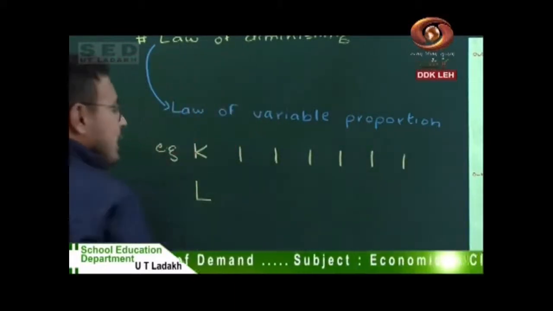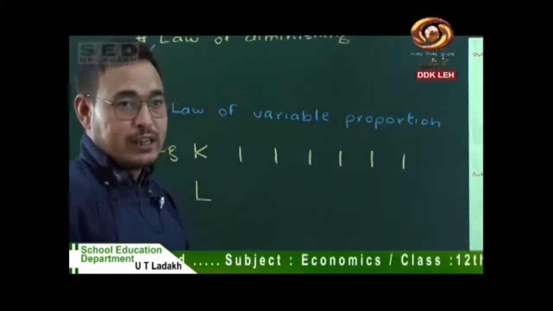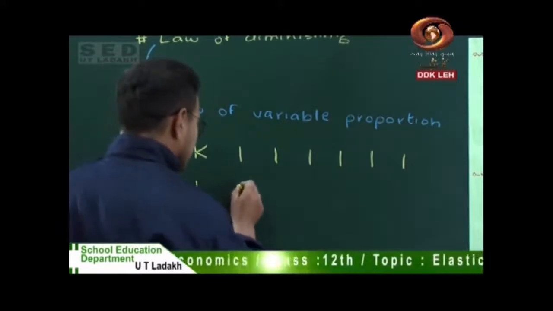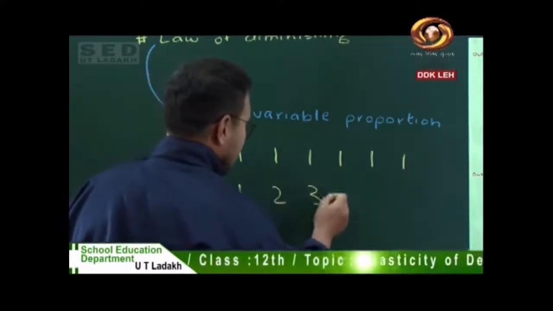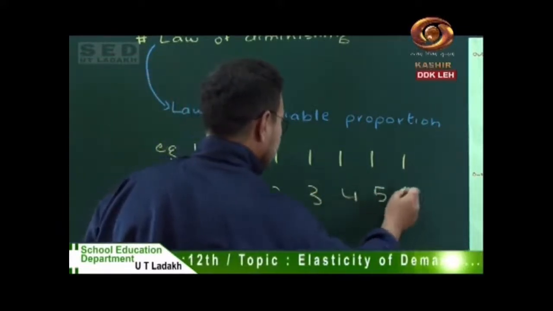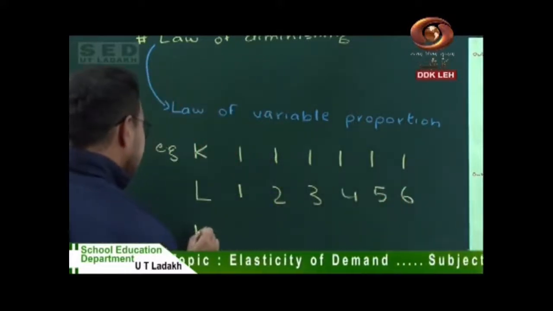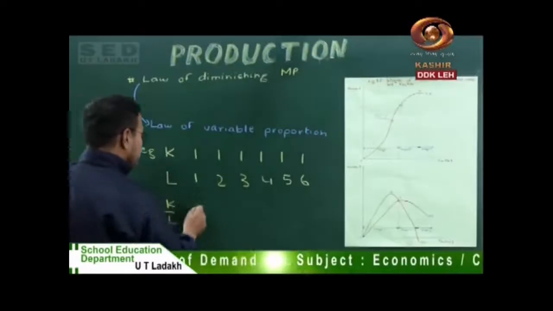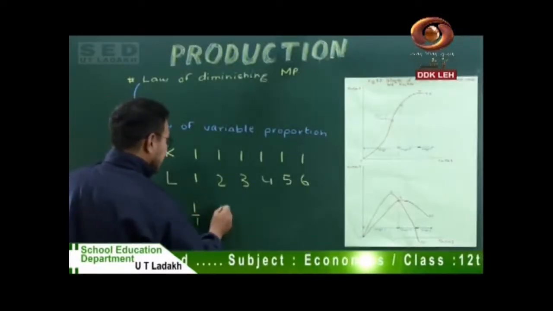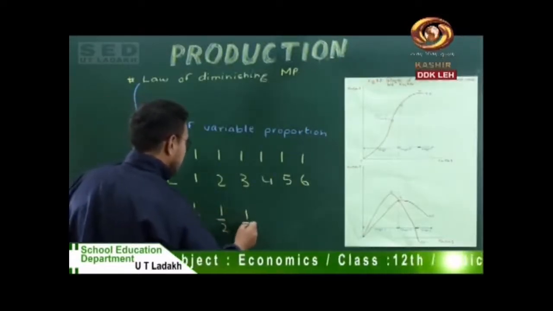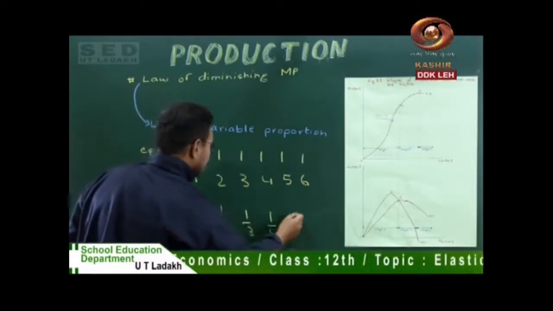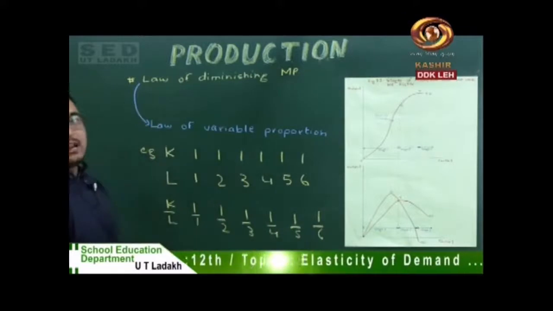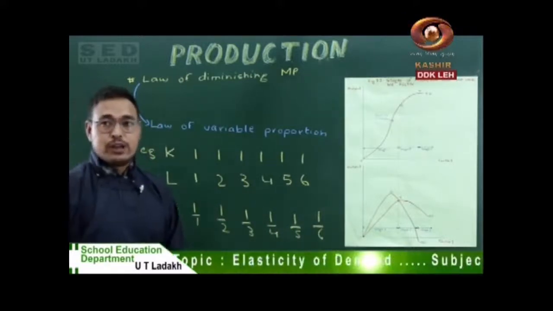And the second is your L. L stands for your variable factor, which in this case is labor. So you are increasing the size of labor. Then factor proportion is this K by L ratio. Say here it is 1:1, then 1/2, then 1/3, then 1/4, then 1/5, and then 1/6. So this K by L ratio is your factor proportion.